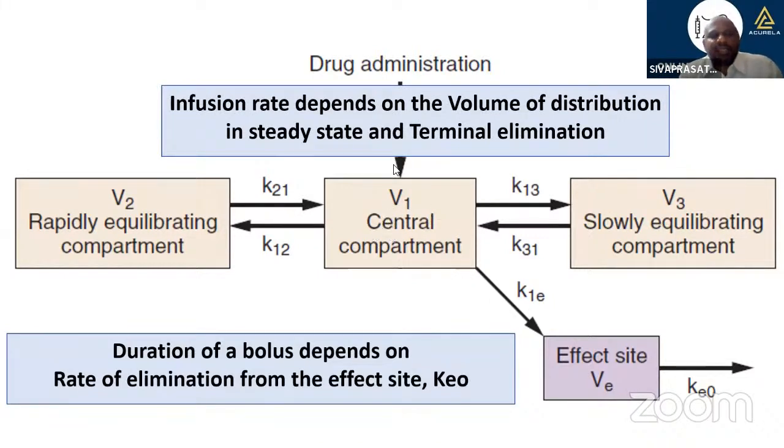What do we mean by steady state? Once you give the drug, it will fill the central compartment. It will go into the rapidly equilibrating compartment and the effect site. Then it will slowly move into the slowly equilibrating compartment. By that time, the drug concentration in the central compartment will have greatly reduced. So it is in this phase that you will have to keep replenishing the drug, which is moving into all these compartments. That is called a steady state. The infusion rate depends on the volume of distribution at steady state and terminal elimination.